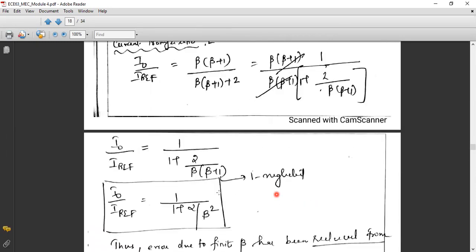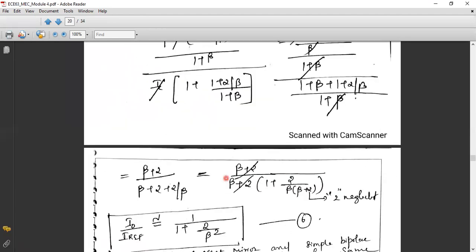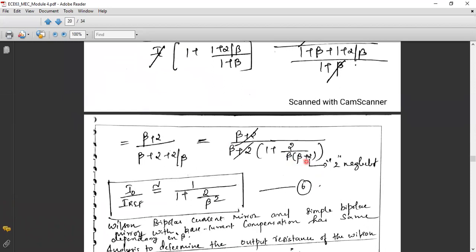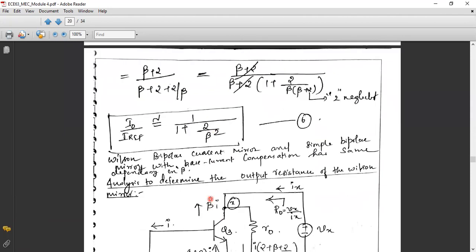There the equation was 1 by (1 + 2/beta into beta + 1). Here it is 1 divided by (1 + 2/(beta into beta + 2)). So this 2 is neglected, so it will become 2 by beta square. Again, same comment: beta is very large, beta square is still very large, so 2 by beta square can be neglected. Therefore, I naught will become equal to I reference.